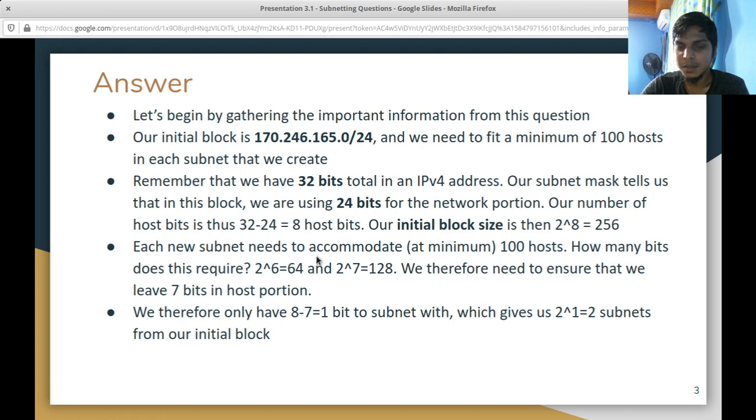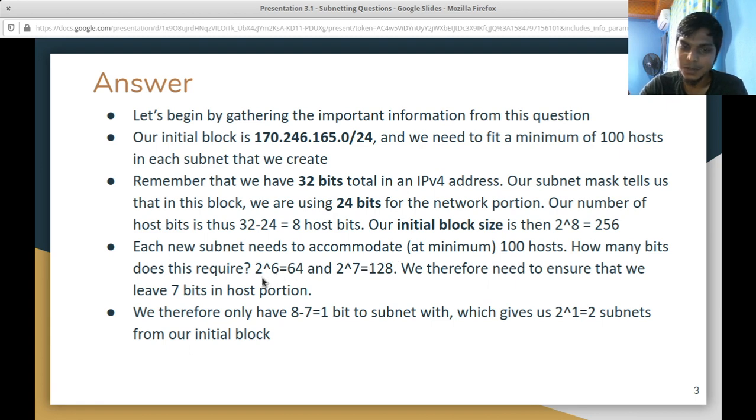Now each new subnet needs to accommodate at minimum 100 hosts. In real networking you usually want to leave some breathing room too, so that if you bring in a new host machine or a new printer or whatever it is, you have space on a subnet to add new addresses to it. So we take our requirement now, and we want to make sure our subnets can at least accommodate that. So how many bits do we require to accommodate 100 hosts?